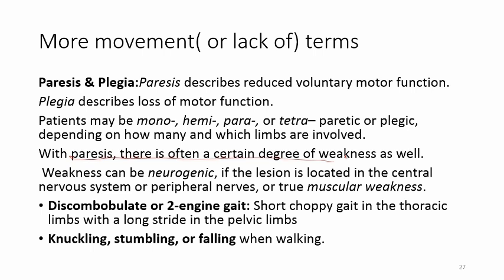And the weakness can be neurologic or neurogenic if the lesion is located in the peripheral nerves or in the central nervous system, or it might be true muscular weakness that you're going to see with something like Coonhound paralysis. Discombobulated or two-engine gait, I have a video of that. That's the dogs who are short, choppy in the thoracic limbs, long-strided in the pelvic limbs, and then of course we have knuckling, stumbling, or falling when walking.